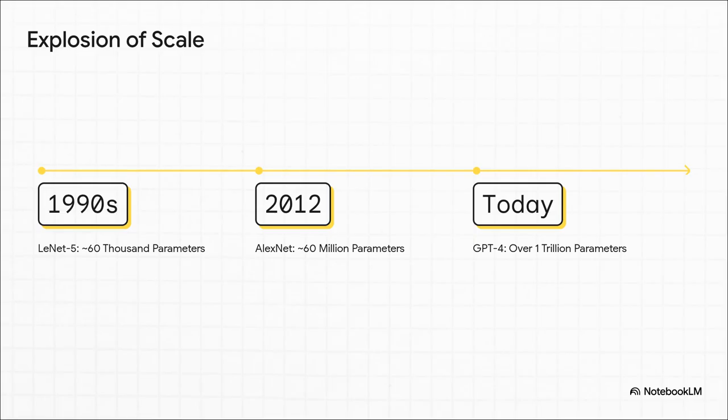And the scale we're talking about is just, it's hard to even wrap your head around. Back in the 90s, a pioneering model for computer vision had about 60,000 parameters. Then AlexNet in 2012 jumped that by 1,000 times to 60 million. And today's biggest models have over 1 trillion parameters. That's more than 10,000 times larger than AlexNet. This absolute explosion in size is directly linked to their incredible and sometimes unbelievable capabilities.